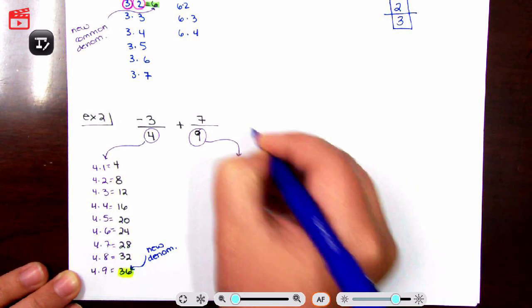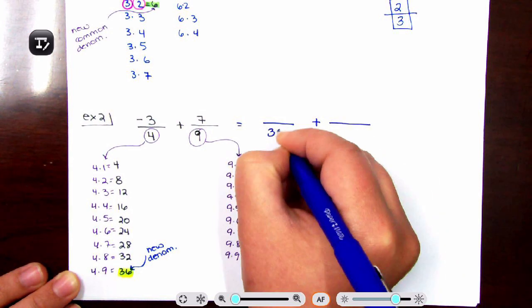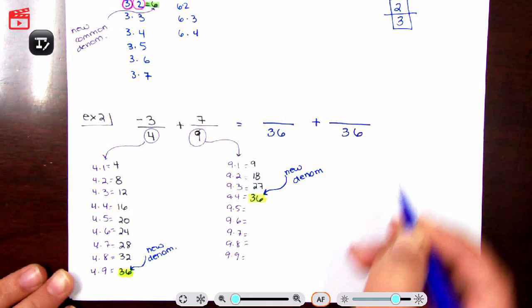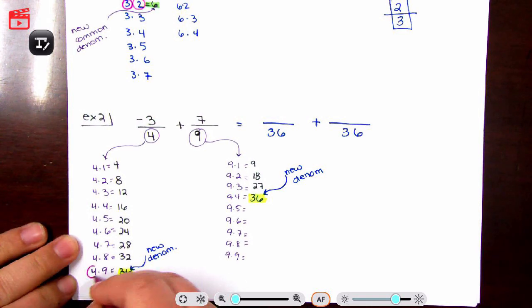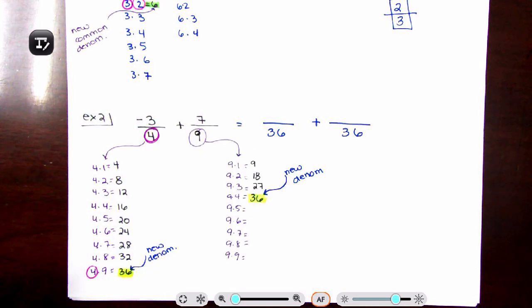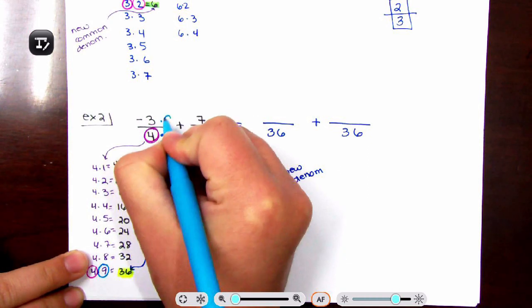So when you rewrite your fractions, you will now have a 36 as your new denominator. But how did that happen? How did 4 become 36? How did 9 become 36? So we're going to go back and check. Well, what happened? 4 was multiplied by 9. So I'm going to multiply top and bottom by 9.